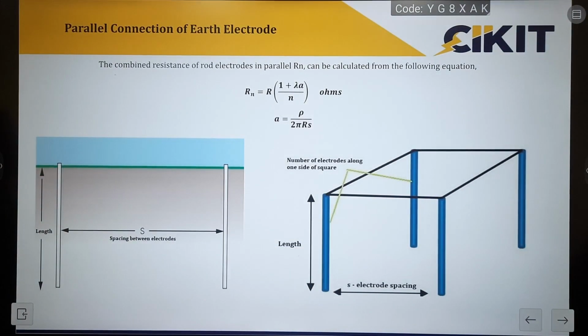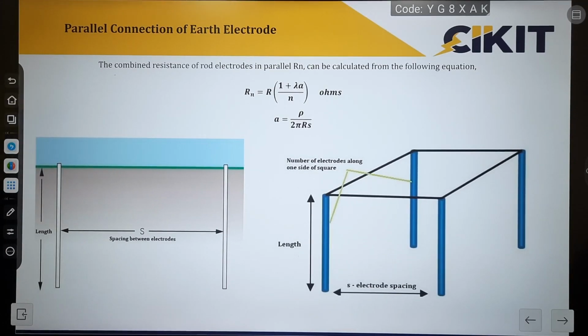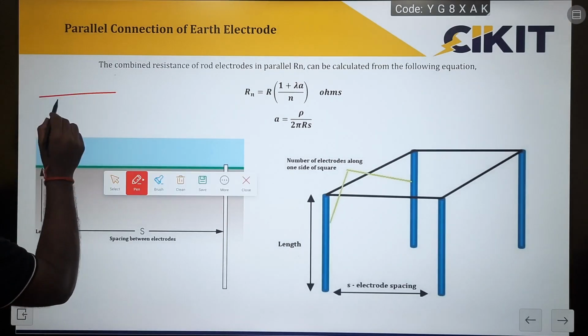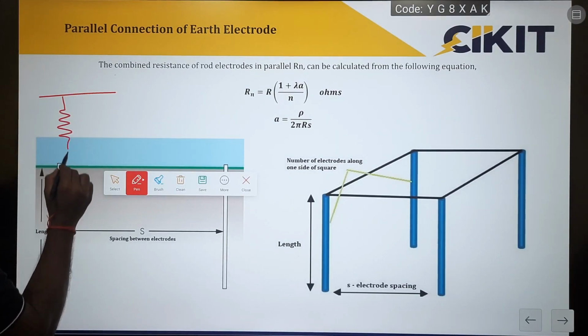So if I am going for this parallel connection of earthing, we might have seen about this in circuits, if 3 or 4 resistors are connected in parallel.